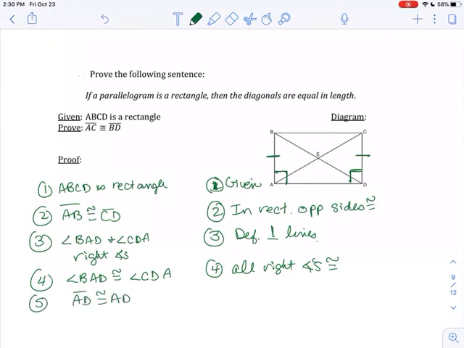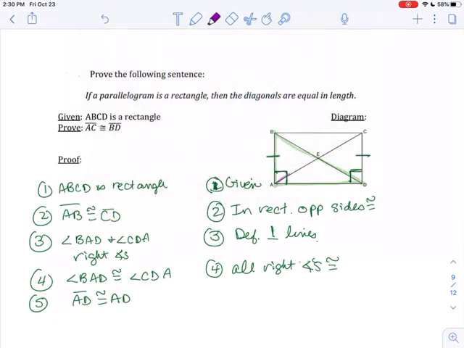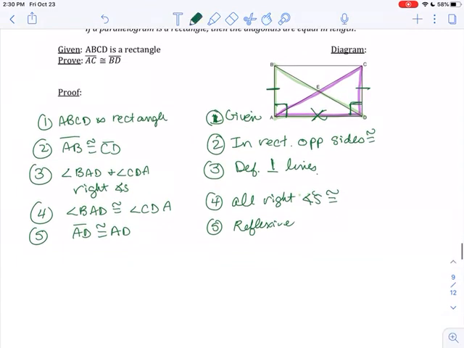What I'm going to do here is I'm actually going to prove that the overlapping triangles are congruent. It's going to be hard for me to show you which ones, but let's see if I can trace this maybe. So this triangle here, okay, and let me grab another color. This triangle here are overlapping. They share side AD. So AD is congruent to AD, reflexive. Now I can say that those triangles are congruent to each other.